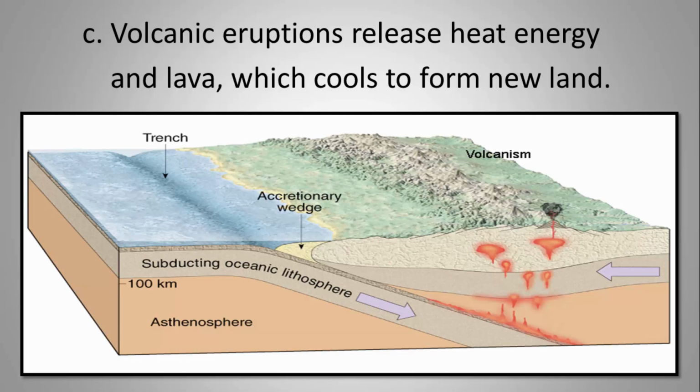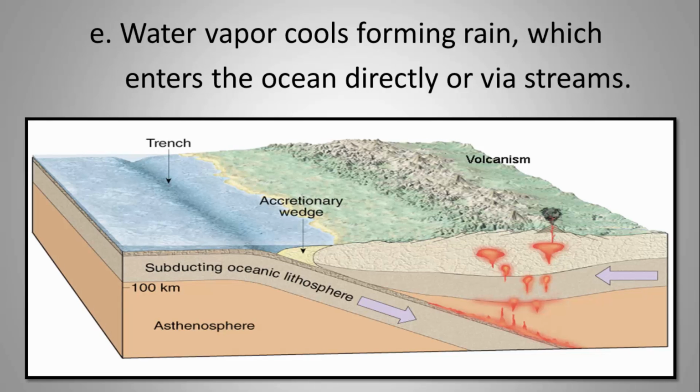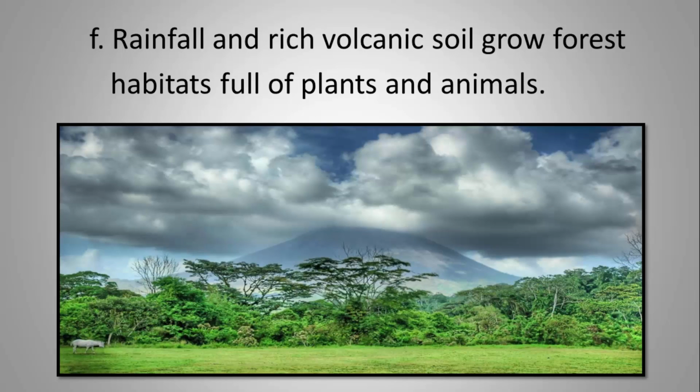Eventually, the magma will work its way to the surface where we have volcanic eruptions, and that releases heat, energy, and lava, and that can cool to form brand new land, so we're adding to the geosphere. These eruptions also release gases, especially water vapor from Earth's interior. So that's going to contribute to the atmosphere. The water vapor cools, forming rain, that then can enter the ocean either directly or via streams. So there's our hydrosphere.